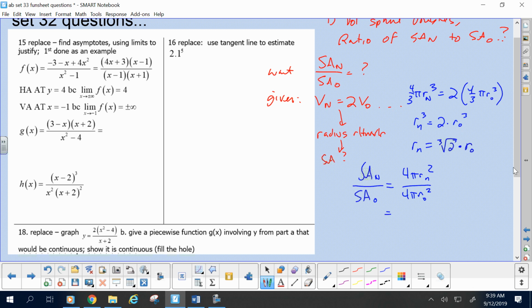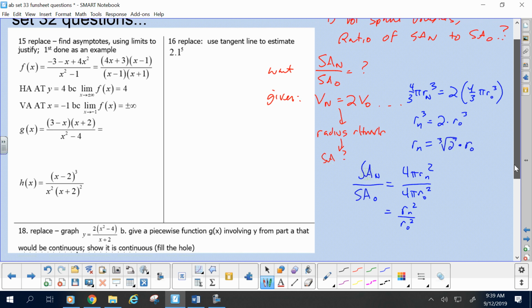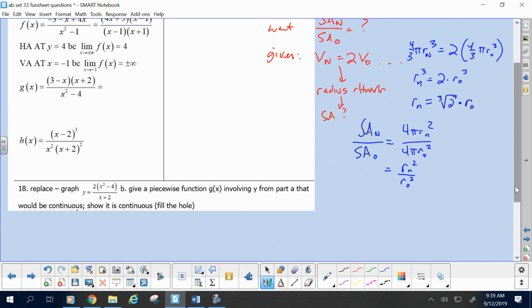Yeah, divide out the 4 pi's, that's a lot easier. Radius new squared to radius old squared. I'd like to cancel out those squares, but I don't think I can do that. All right, now what? Plug in. Yeah, plug in that fact. You know that the radius new, which you still have to square, is the cube root of 2 times as much as the old radius.